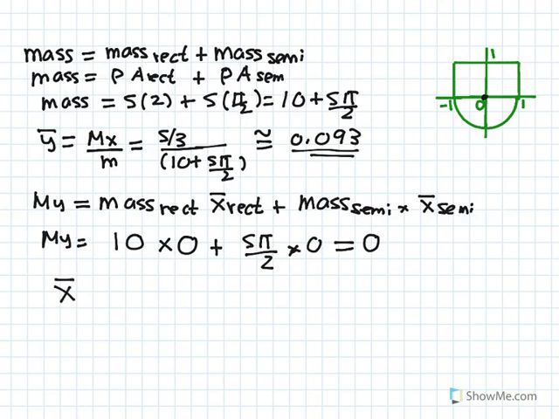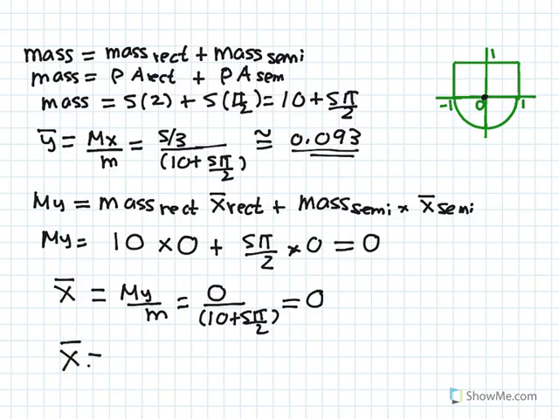X bar for the whole system is moment with respect to the y-axis divided by the mass. Moment with respect to y-axis is 0 divided by the mass, which is 10 plus 5 pi over 2. And that gives us 0. We got x bar equals 0, the x-coordinate of center of mass. And we get y bar to be equal to 0.093, or in exact notation, 5/3 divided by 10 plus 5 pi over 2. And this is exactly the same answer as we got in part A.